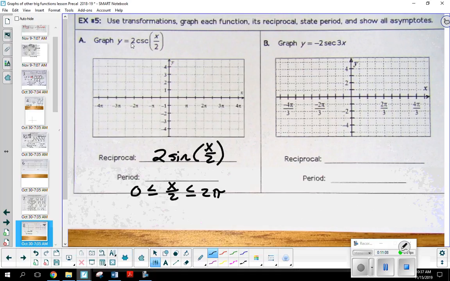Negative pi over 2 and pi over 2. Now, cotangent is between 0 and pi. Here we go. Well, how would I simplify this and just get x in the middle? Let's multiply through by 2. Okay. Which would give me 0 less than or equal to x, which in turn is less than or equal to 4 pi. Okay, so these x's are ready to go.